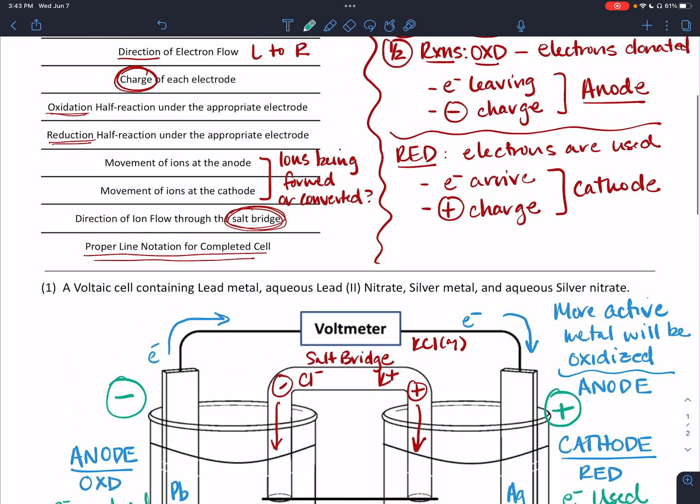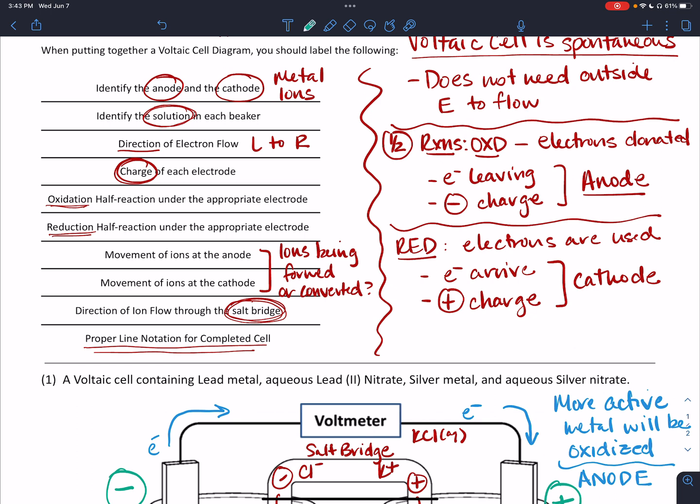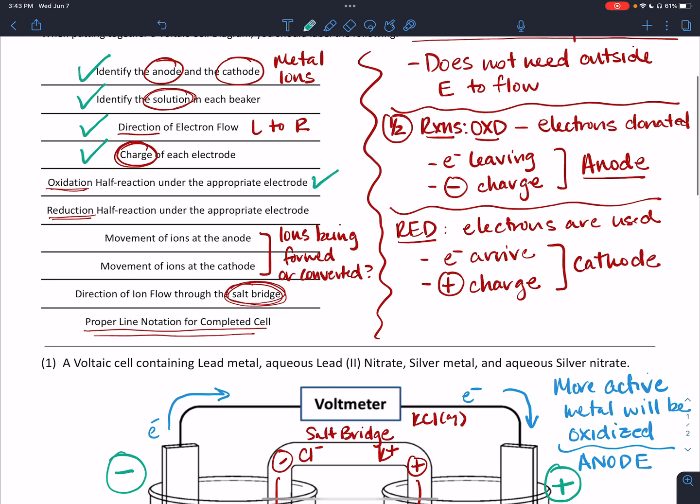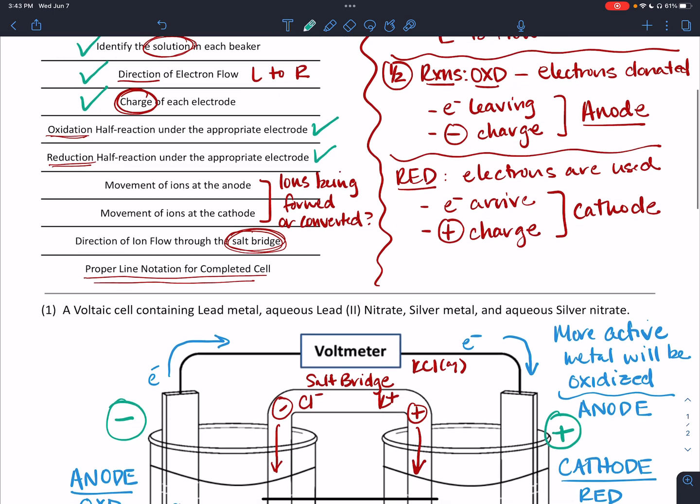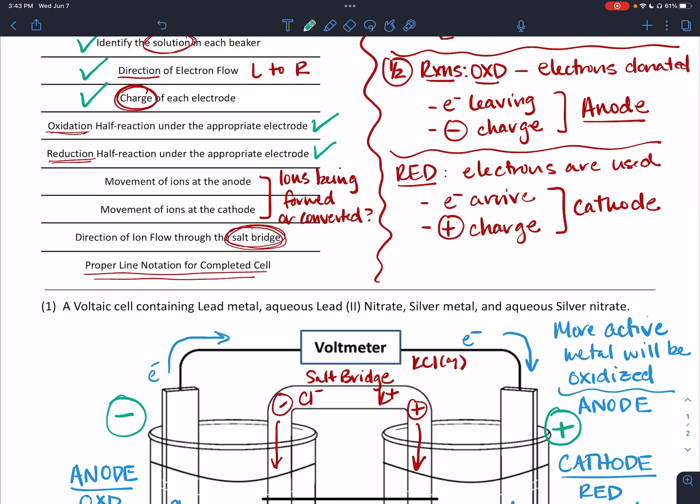All right, so let's go back up and make sure we did everything. We did identify the anode and the cathode. We identified the solution in each beaker. We identified the direction of flow. We put the charge on for each beaker. We wrote our half reactions under the two beakers. We showed the movement of ions at the anode, which was off of the metal. So we have metal to ions at the anode. And we showed the movement of ions at the cathode, which is ions to metal at the cathode. We talked about the direction of ion flow through that salt bridge.